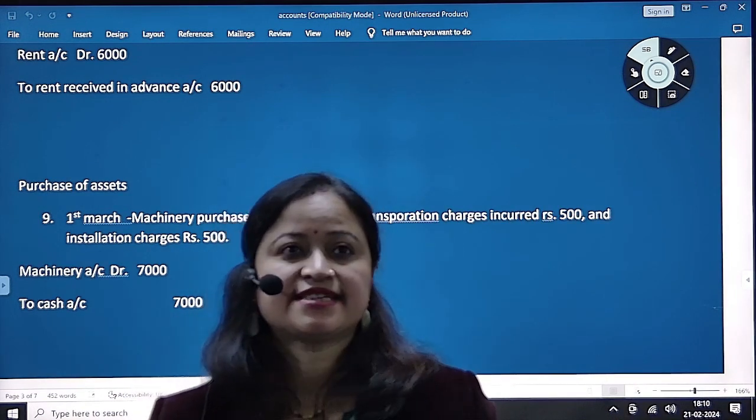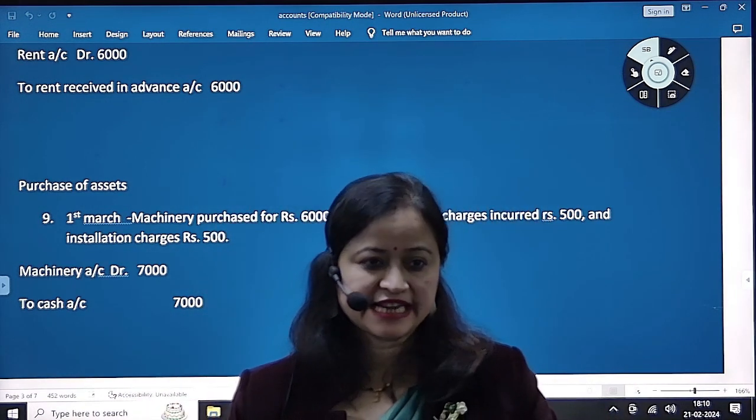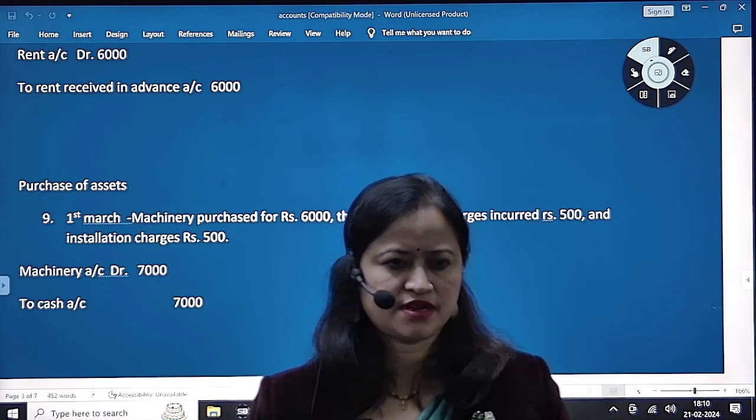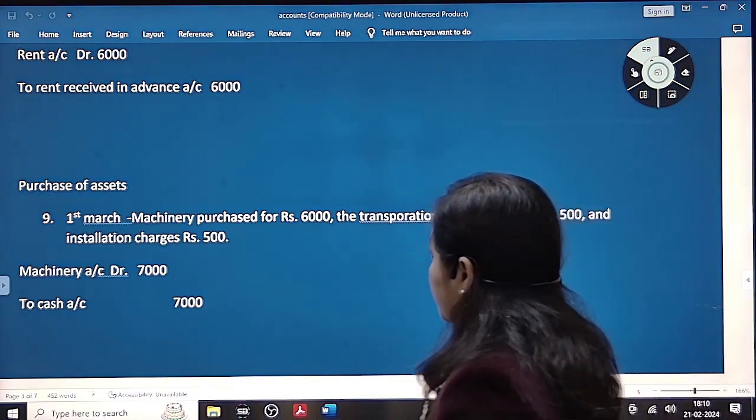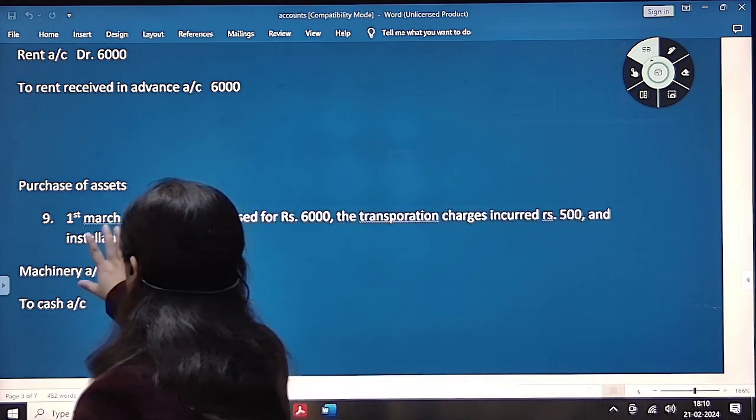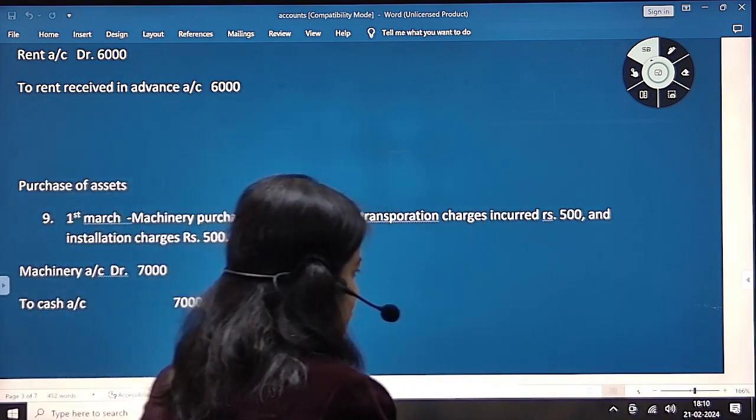Last class we did various journal entries, a few journal entries around 18 to 19. So today we'll see one more journal entry, that is related to purchase of accounts.